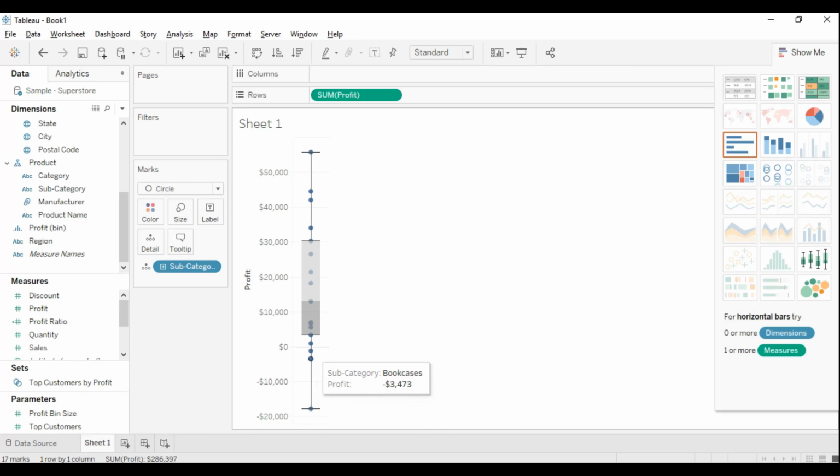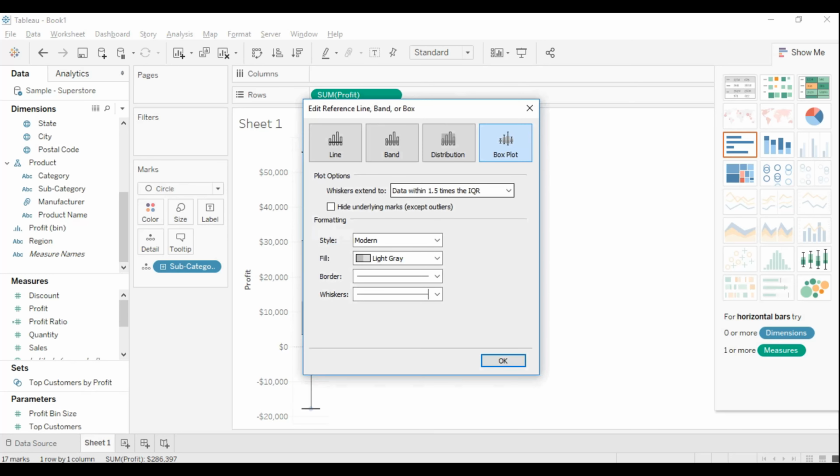This is bookcases, this is supplies, fasteners. Each and every subcategory is producing some values. Okay, this is tables, which is producing a huge loss, and this is copiers, which is producing the highest profit. But ideally this seems to be a minimum value and a maximum value, because a box and whisker plot can produce values for maximum selections. So I would go with the maximum extent of the data within 1.5 times the IQR. Simple as that.